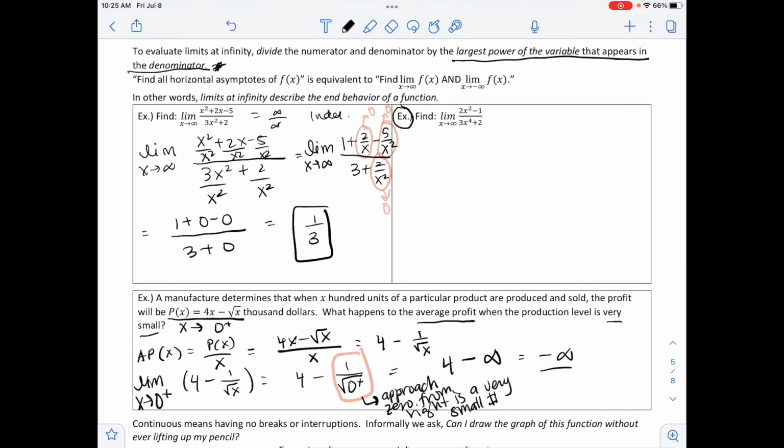And what this means, since we're talking about your average profit, and if it's a negative value, it's not a good thing for profit. And so this is a very big loss, which hopefully makes sense, since if you are not producing much, if your production level is very small, your profit should not be very large either. And so in this case, it's a very big loss.